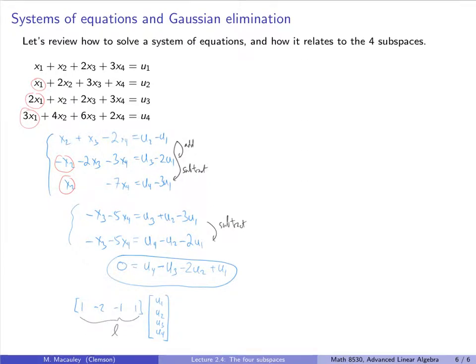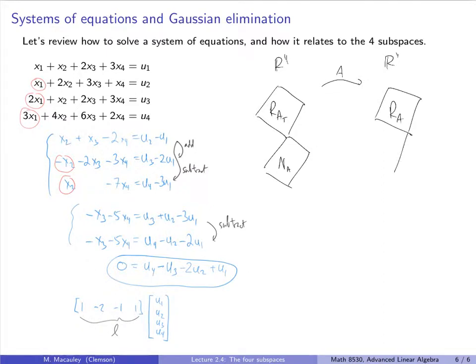Now at this point, let's think about where these vectors live in relation to our 4 subspaces. So let me draw this up here. We have R4. So A goes from R4 to R4. And here are our 4 subspaces. This is the range of A transpose, the row space. And then the null space is down here. And then up here, we have the column space, the range of A. And down here we have the null space of A transpose.